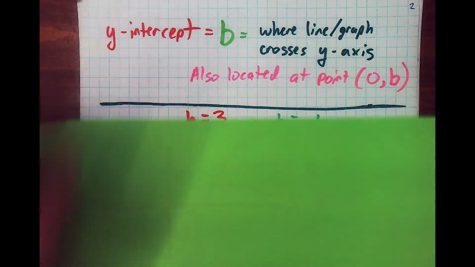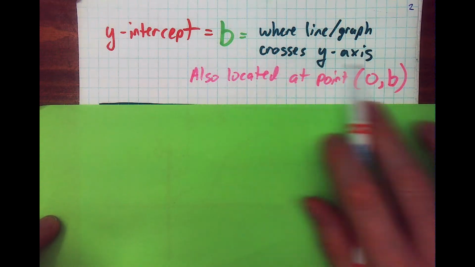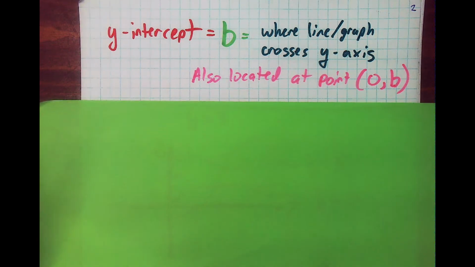All right, so that's the y-intercept. Again, what's the y-intercept? It's where the line or graph crosses the y-axis, using the letter b.